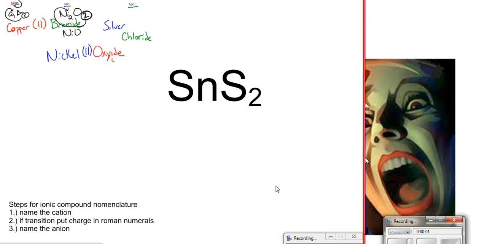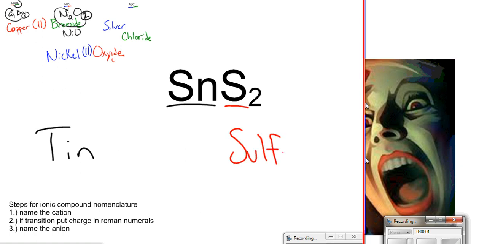SN, I already told you, is tin. So, tin. S, sulfur. I always misspell sulfur, so if I misspelled it, please don't think I'm special. I promise I'm probably not. All right, so tin and sulfur. I know it's an ionic compound. Tin, is it a transition metal? You look on the periodic table. Yes, it is. So I need to put its charge in the Roman numerals.